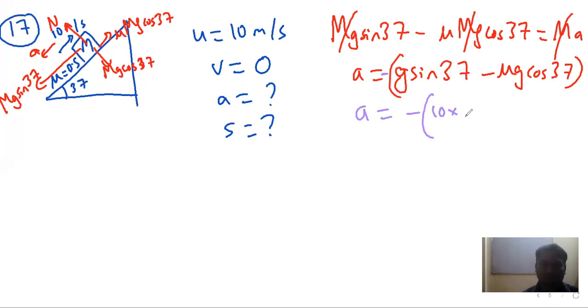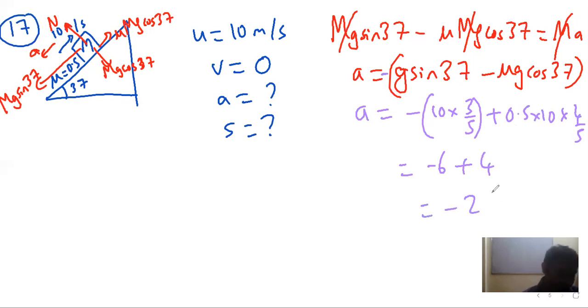g, which is 10, into sin 37, which is 3 by 5, minus of minus plus mu, which in this case is 0.5, into g, which is 10, into cos 37, which is 4 by 5. So here we get 6, and we get this value here 4, so minus 2. So in this case, the retardation comes out to be minus 2. So let us first think about this retardation once again. g sin 37 minus mu g cos 37.